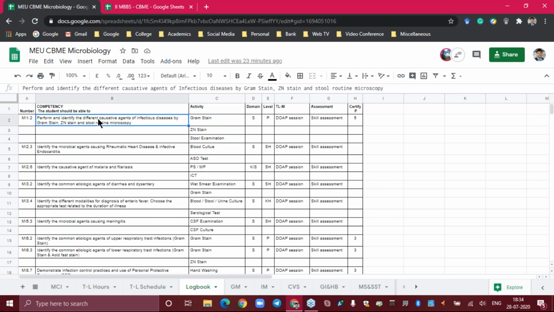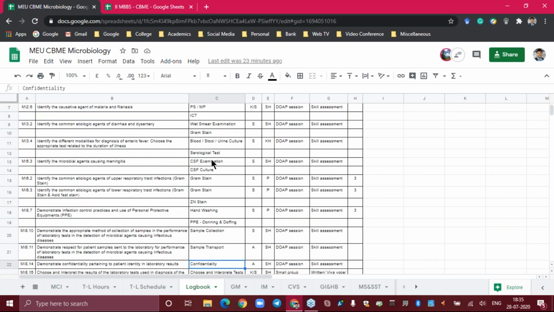But the thing is that this competency needs to be broken down into activities. As it has been explained earlier, for gram stain, first of all we can have an introductory lecture on gram stain. Second would be a demonstration. Then third, the student would be performing, right? So there would be three activities. Very similarly, we'll have to divide all of this into different activities, right?